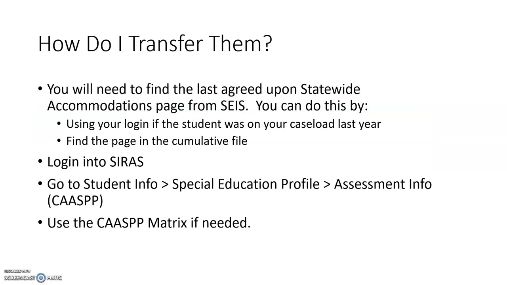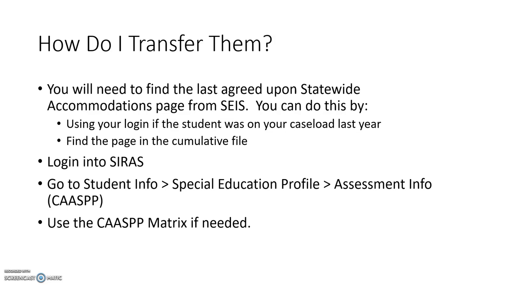As far as how you actually transfer them, you're going to look at the last agreed upon statewide accommodation page, so you'll probably want to pull that down from SACE. You can log into your SACE from last year and look at what was agreed upon. Please make sure there wasn't an amendment done, and if there was, make sure it's the last agreed upon, and that it's printed out.